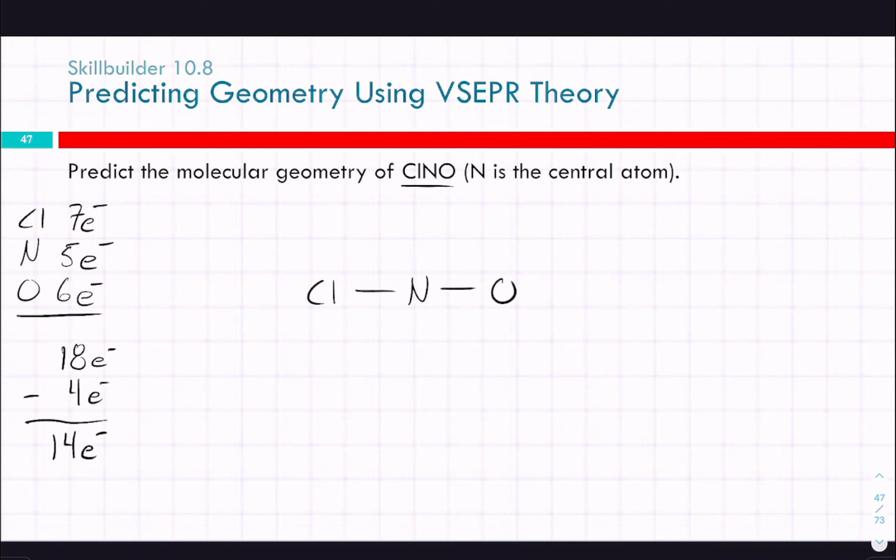And then we can take those remaining 14 electrons and we'll distribute them around our terminal atoms first and then our central atom. So we have 2, 4, 6, 8, 10, 12, 14. So at this point we have to count and make sure that we have a correct Lewis dot structure. So for chlorine we've got 2, 4, 6, 8 electrons. For oxygen, it's 2, 4, 6, and 8. But nitrogen only has 2, 4, 6.